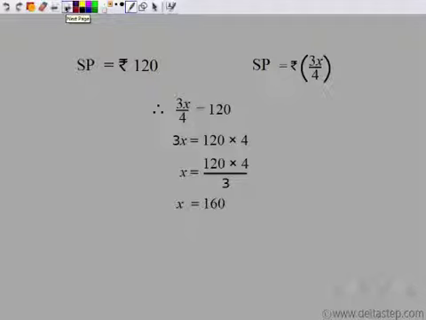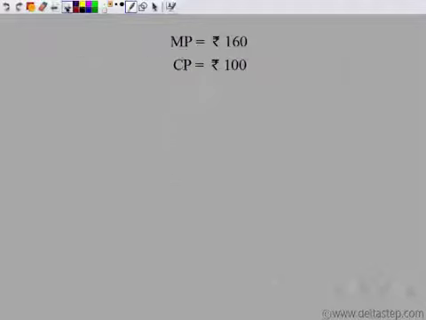Now what was this X? The marked price we had assumed as X. So marked price was X. Hence marked price now is rupees 160. Cost price we had assumed was 100. So what we can see is that when the cost price is 100, marked price is 160. So how much more did he mark his price from the CP? He had bought it for 100 rupees, but the marked price was 160. The difference of these two is 60 rupees.